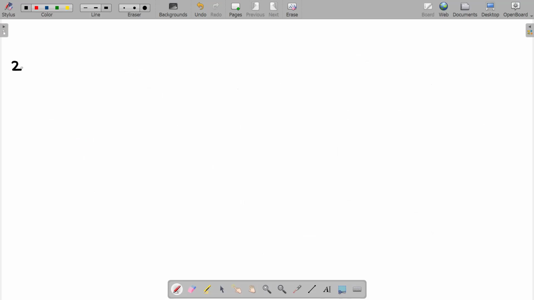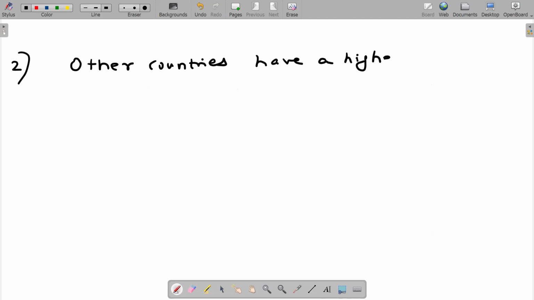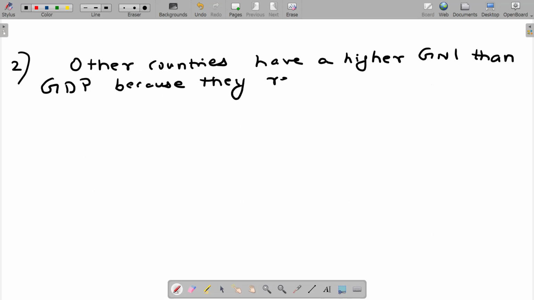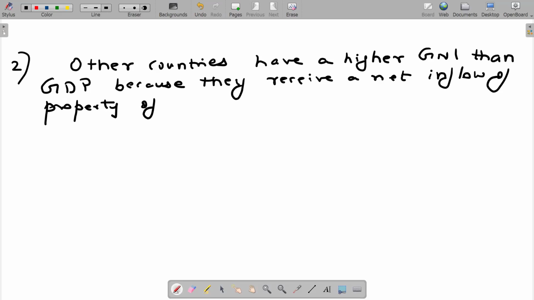Now, let's look at the second point. Other countries have a higher GNI, gross national income, than GDP, because they receive a net inflow of property income from abroad. Now, there are some economies which own a lot of properties abroad, like German firms.